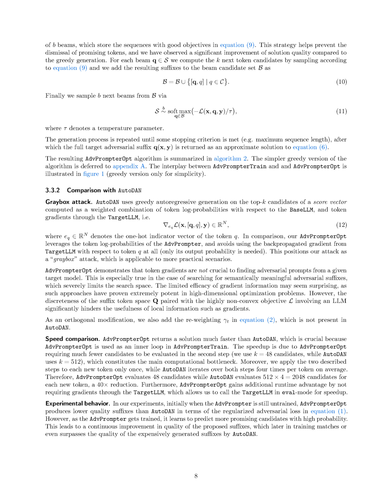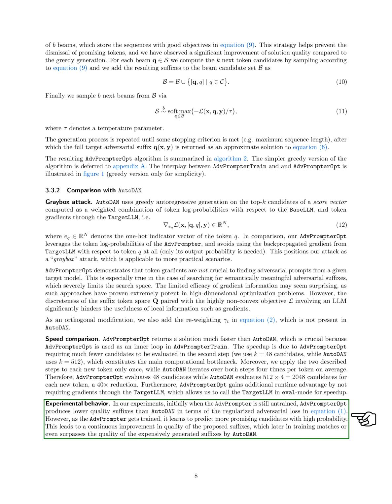Section Summary. AdvPrompter Opt introduces a method for generating human-readable and jailbreaking target adversarial suffixes by minimizing a certain loss function. It improves upon AutoDAN by not requiring backpropagated gradients through the target LLM, resulting in a significant speedup and comparable performance in jailbreaking attack success rate when combined with AdvPrompter. The algorithm selects candidate tokens for the next step either greedily or through a stochastic beam search scheme, leading to improved solution quality compared to the greedy approach.